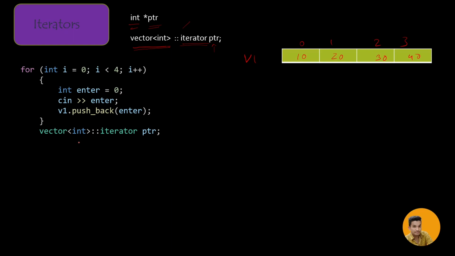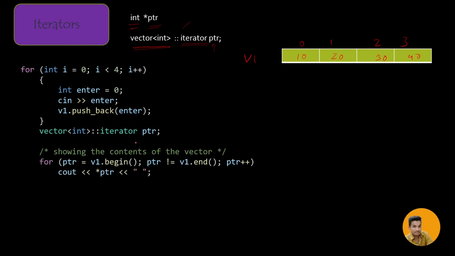Now here we have specified our iterator. We are going to show the contents of the vector. The pointer is initialized with v1.begin, and these are nothing but some vector functions. The pointer will be here, it checks that it is not equal to the end, then it shows the contents of the iterator. So 10 is going to display.